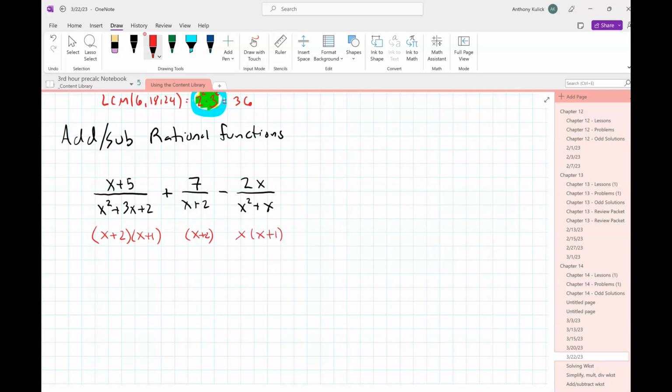Good. So what's my least common multiple then for those three denominators?